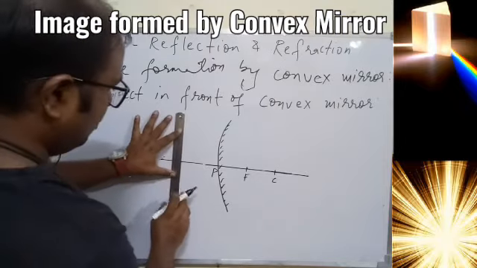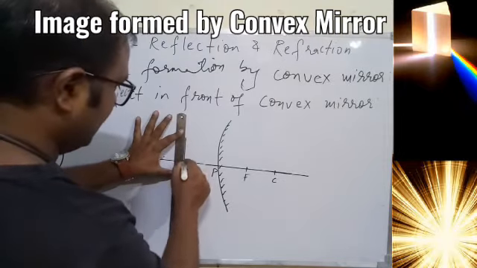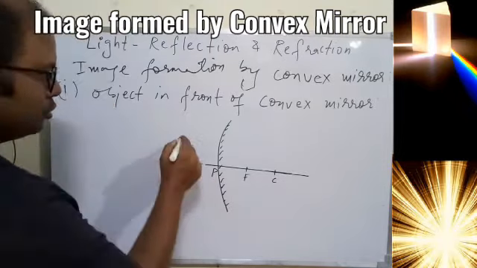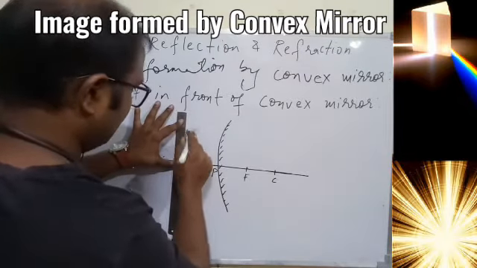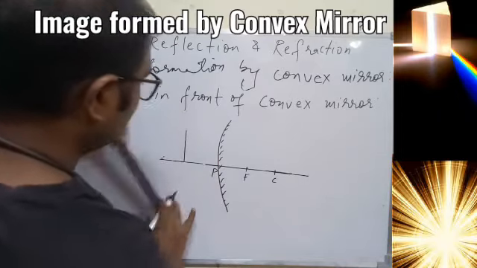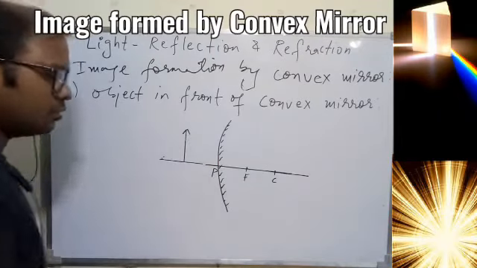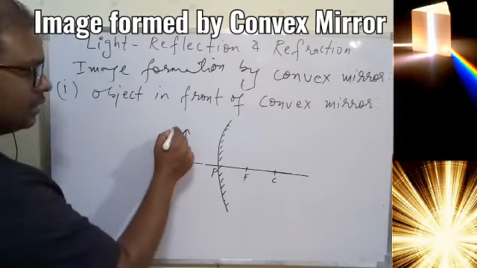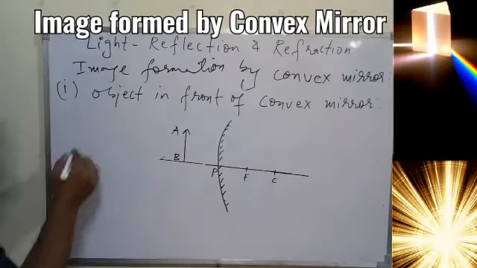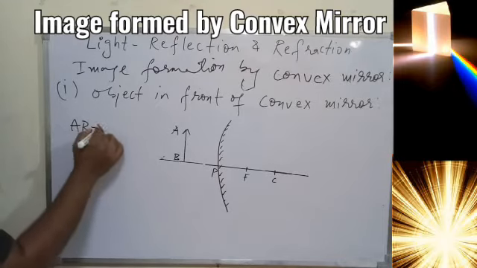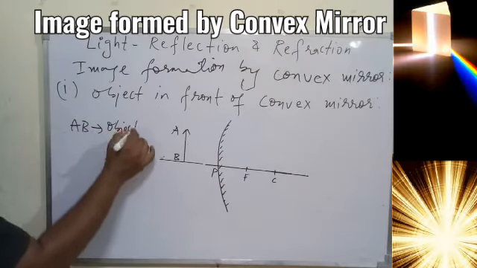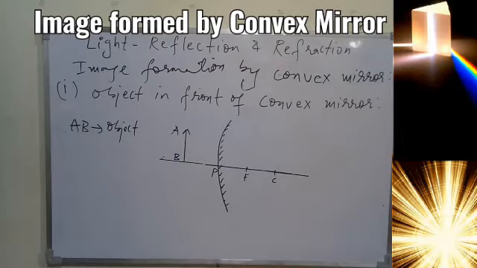Okay, so we'll place the object anywhere in front. Let this be the object, and we'll apply the rule that we understood in the previous class for convex mirror also. So this is my object A and B. AB is the object. So let's apply the rule now.